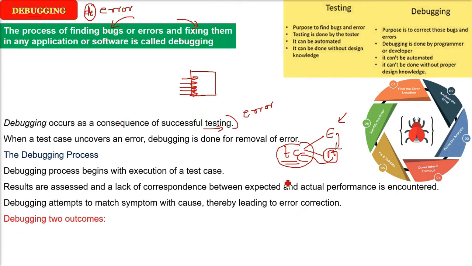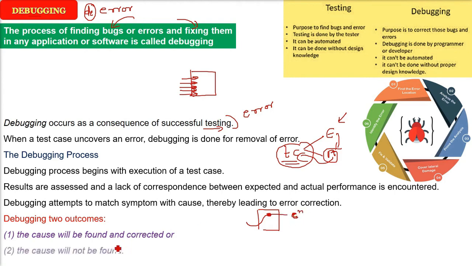So debugging may have two outcomes. The first outcome is that the cause of the problem or the error will be found and it will be corrected. This is one of the debugging outcomes. This is a very obvious kind of understanding. But one very unobvious outcome is that the cause will never be found. Now you'll say, oh my God, how can this happen? But if you have really worked in the software industry, you know that sometimes the error will never be found. Even the error will never come again. It cannot be reproduced.